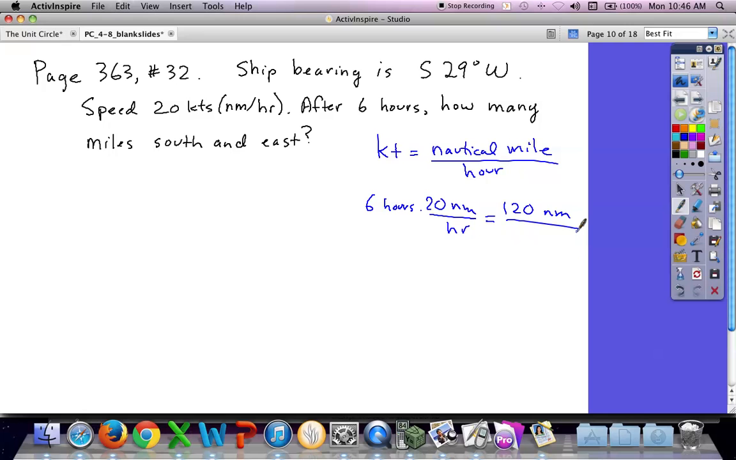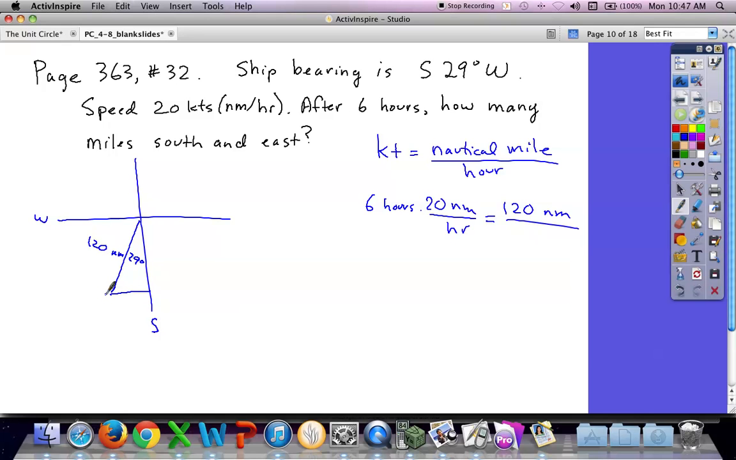So now let's draw a picture that includes the bearing. Right? If I say south, 29 degrees west, which quadrant am I in? This is straight south, and this is west. So south, 29 degrees to the west. That's what that means. And we just said after 6 hours, they had gone 120 nautical miles. The question is, after 6 hours, how far have they gone south and how far have they gone to the west?